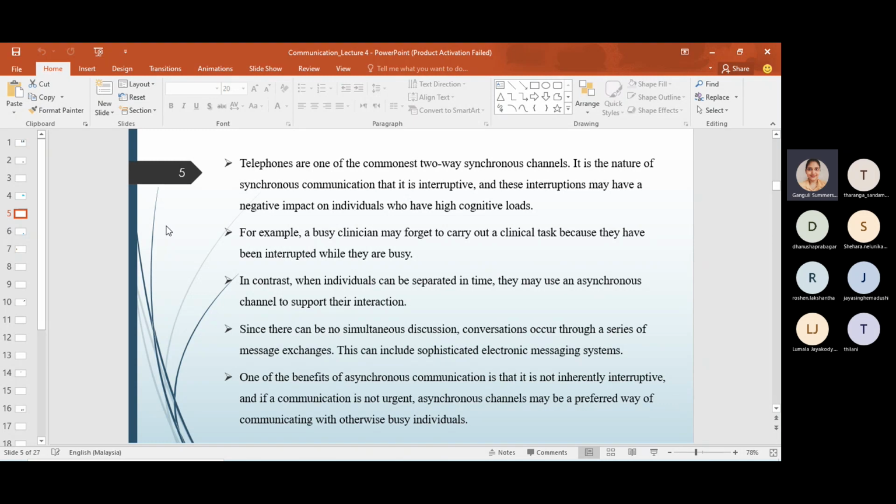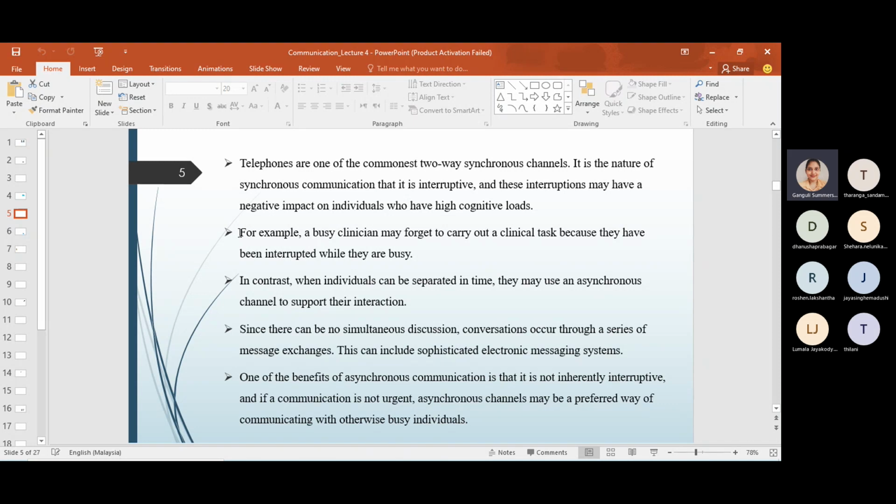So for example, look at the second sentence here. For example, a busy clinician may forget to carry out a clinical task because they have been interrupted while they are busy. Take a very busy clinician. Just assume that this clinician is really, really busy today. He has a huge pile of clinical work that he is supposed to finish within today. So he is really, really busy with his work, and then he suddenly receives a phone call from one of his colleagues.